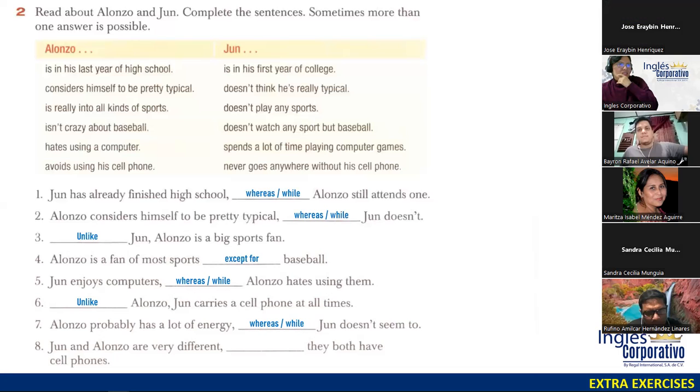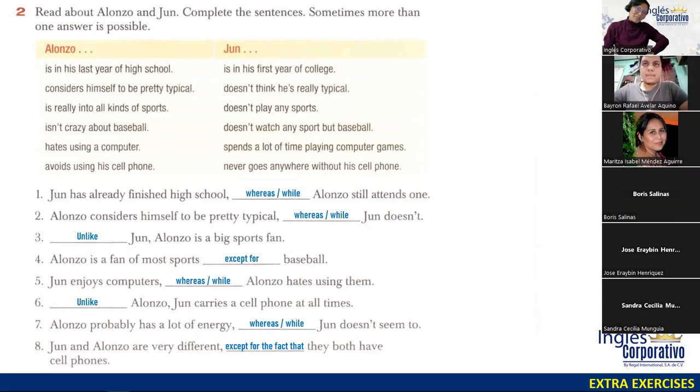Which one do you think it is? Jose, please. Tell me. I think you're on mute, Jose. Sorry, teacher. June and Alonso are very different, except for the fact that they both have cell phones. Correct, right? June and Alonso are very different, except for the fact that they both have cell phones. Okay, guys. Good job.